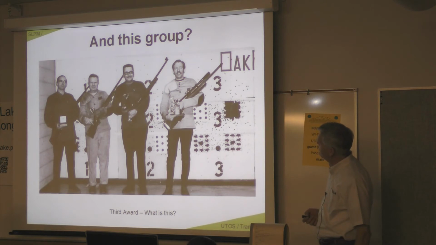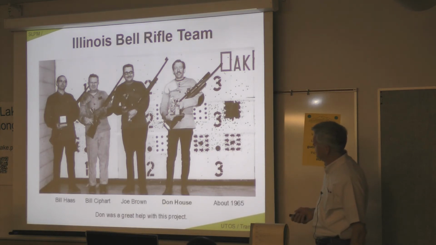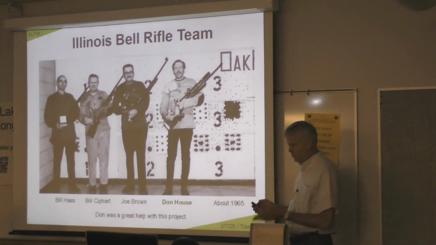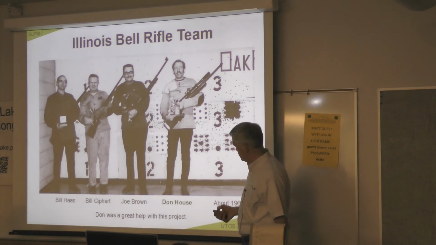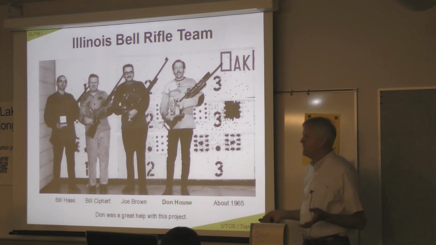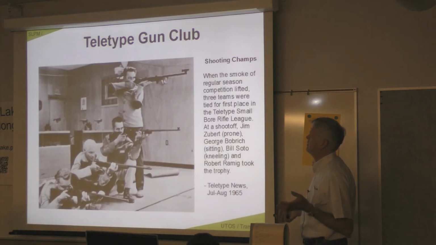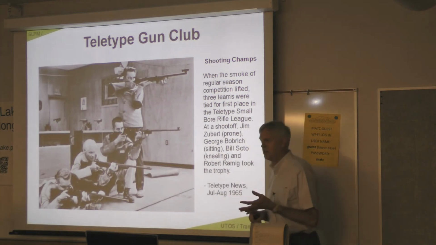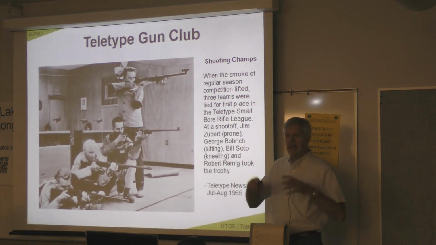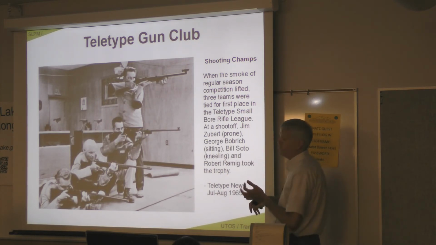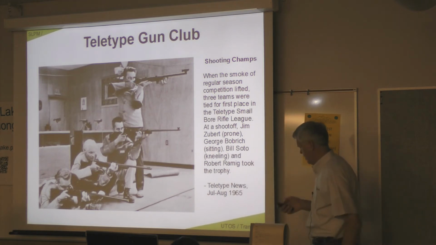Well, it turns out this was the Illinois Bell rifle team. So it didn't have anything to do with Teletype. But this gentleman right here is big in the Teletype community, and he's helped me a lot, so he sent me this picture. But they actually would compete and shoot competitively against the Teletype gun club. And at that time, many companies had gun clubs. You had the IBM gun club, you had the Illinois Bell, you had the Teletype, and they would have meets. In fact, Teletype had multiple gun clubs. They had the long rifle, they had the short rifle, they had different clubs.